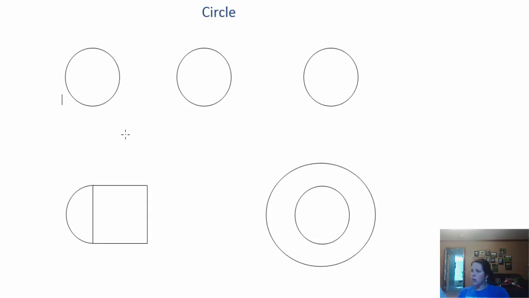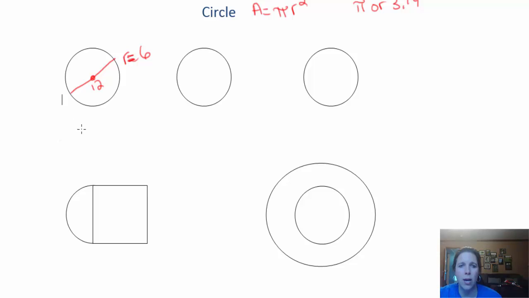Okay, the circle. The area of a circle, if you remember, is pi r squared, so you have to have the radius. You can use pi or 3.14; I think it's easier to use the pi button, but I don't care at this point. This is 12, which is our diameter, so our radius is 6. So pi times 6 squared, which is pi times 36.